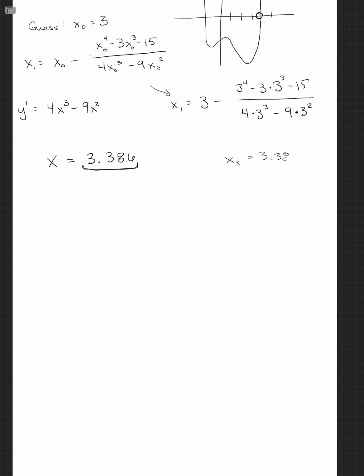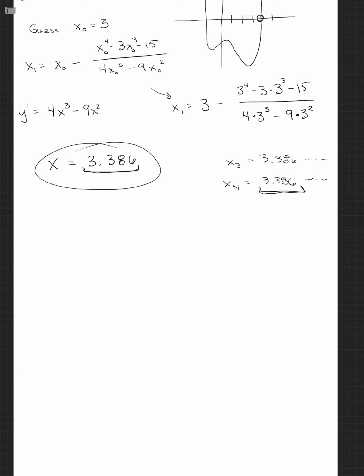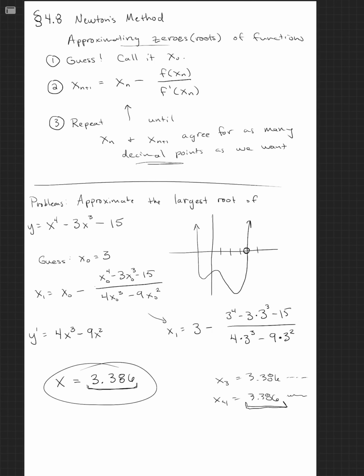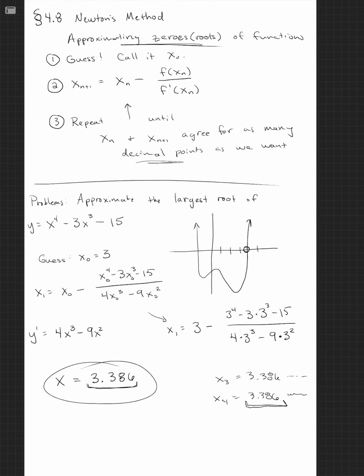x3 was 3.386, and then some stuff. x4 was 3.386, and then some different stuff. That's fine. We only care about the first 3 digits. And since they match, that's going to be where we stop. That's our approximation. Right? So this seems pretty limiting, right, that we're just approximating zeros.